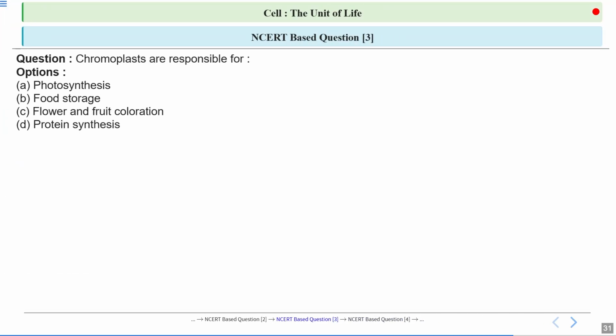Okay, next: chromoplasts are responsible for what? Options: photosynthesis, food storage, flower and fruit coloration, and protein synthesis. What will be the correct answer?